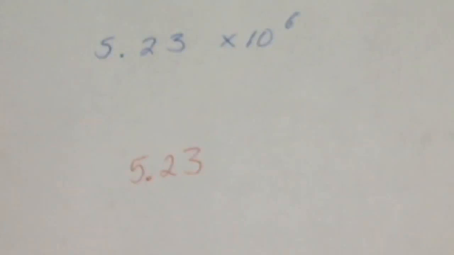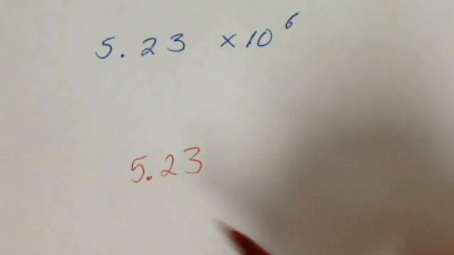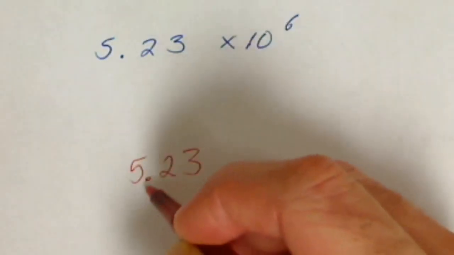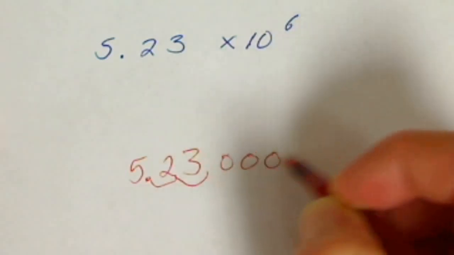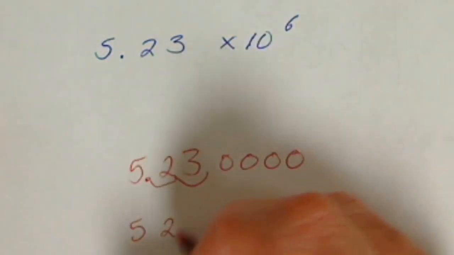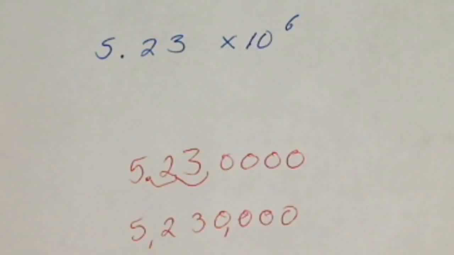We're going to move it 6 places. Do we go to the right or to the left? If it's a positive 6, so in other words, this number is going to be above 1, so we'll go to the right. 1, 2, 3, 4, 5, 6. So that would be 5, 2, 3 with 4 zeros. So that looks like 5,230,000.